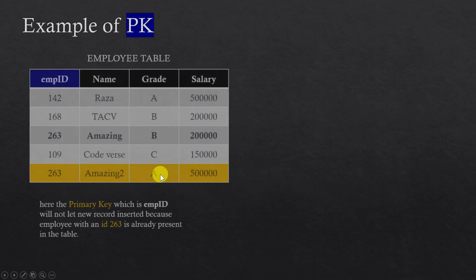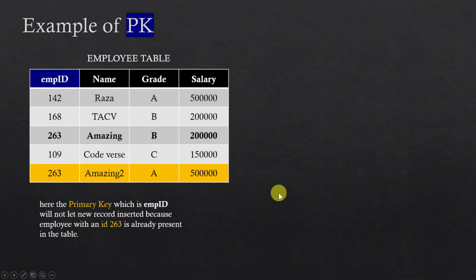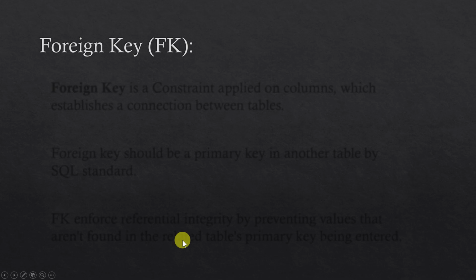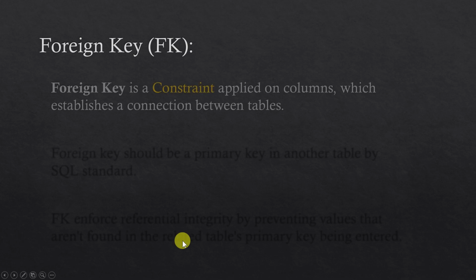So an example of a primary key is this. If this employee ID has been made the primary key of this table, then we are adding employees. But if we try to add an employee with the same employee ID which was inserted before, it will give an error.